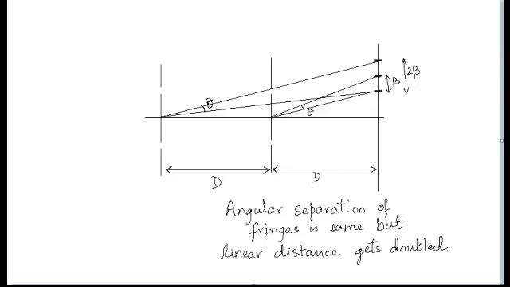I've drawn this diagram once again just to show that as you move this away to a distance of 2D, the linear separation between the fringes becomes double, but the angular separation theta remains unchanged.